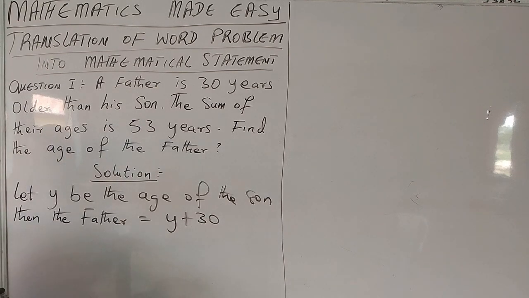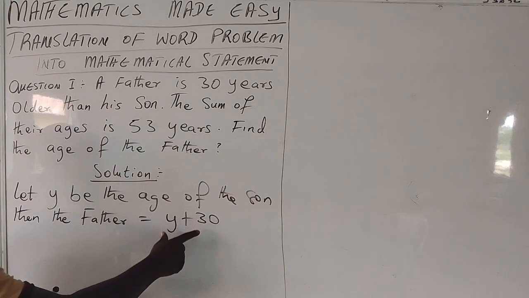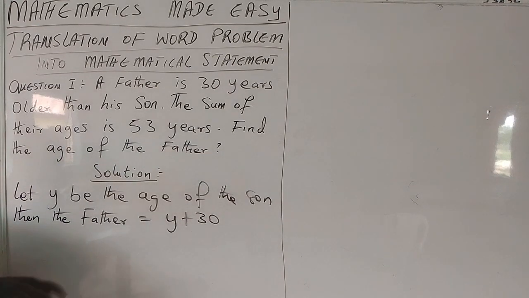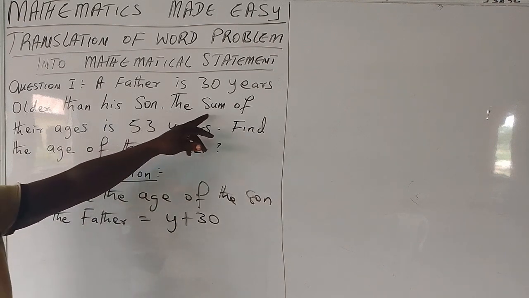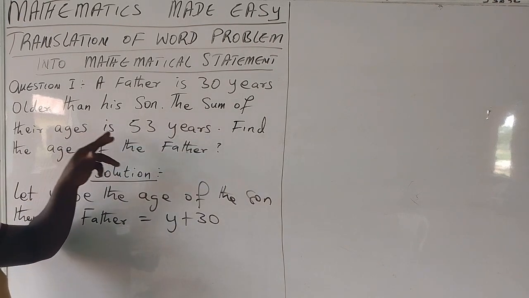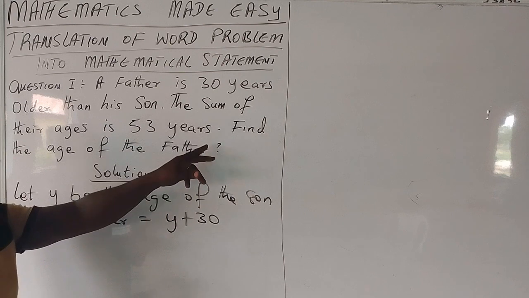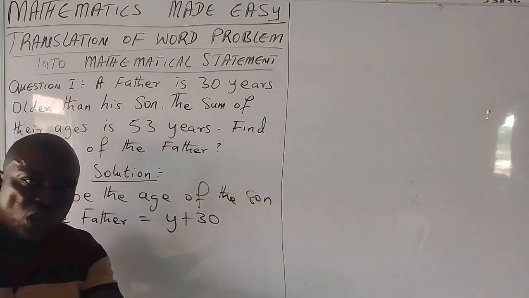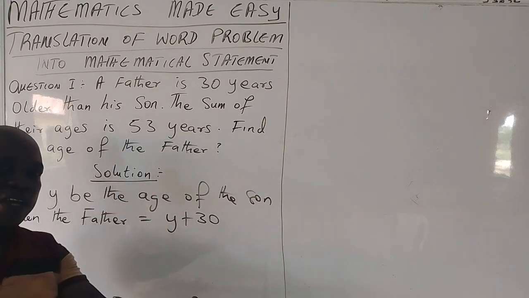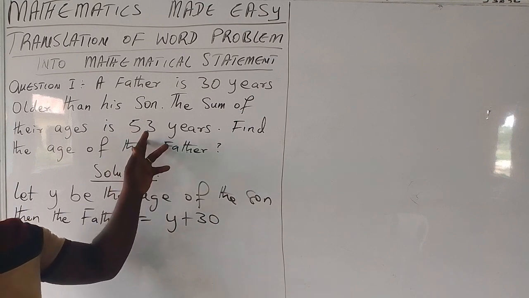The age of the son is y. The age of the father is y plus 30. Now they make this statement: the sum of their ages is 53 years. Which means the age of the son plus the age of the father is equal to 53 years.